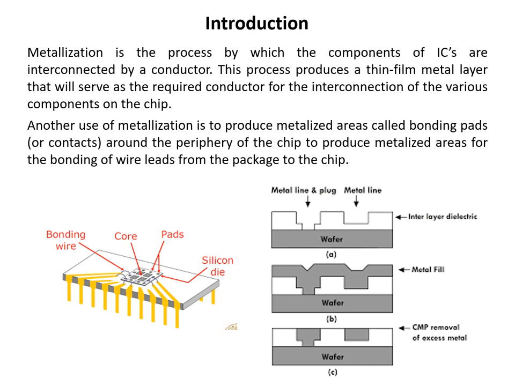And on the right side, you can see there is a wafer and over that an interlayer dielectric is there and some grooves have been made, and these grooves are to be filled with metal. So after metallization, the figure looks like figure B. After planarization, you get figure C, where the excess metal has been removed from the top of the surface and you are getting these metal lines. Okay, so moving to the next slide.